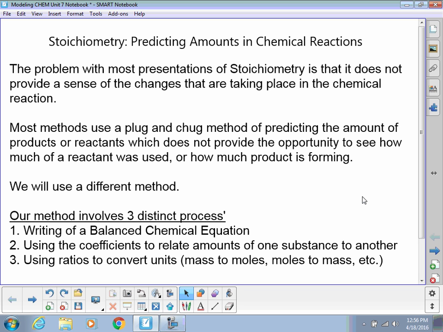So we don't do the typical just straight up dimensional analysis version of stoichiometry. We use, in my opinion, a much better method. And it's through the use of something called BCA tables, which we'll get to in a minute. The method that we will use involves writing a balanced chemical equation using coefficients to relate amounts of one substance to another, and then using ratios to convert between units, whether that be mass to moles, moles to mass, or moles to moles of a substance.